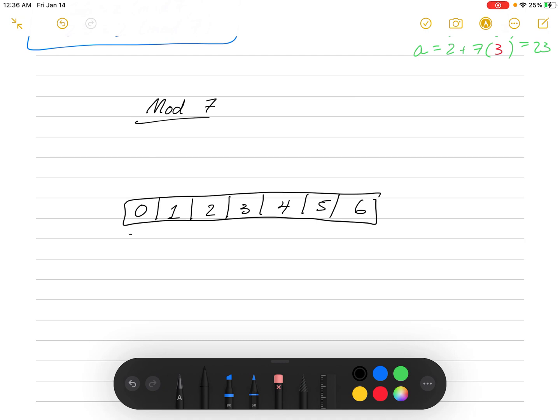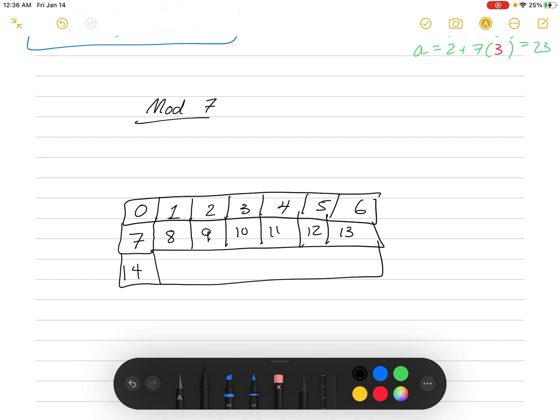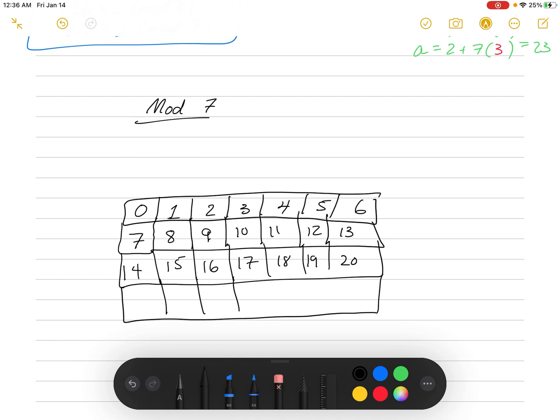And then when you get to 7, that wraps back around here. It's congruent to 0. And then 8 would be the same as 1, and then 9, 10, 11, 12, and then 13. And once you hit 14, that wraps back around where 0 and 7 are in that same column there. And you go 15, 16, 17, 18, 19, 20. And once you hit 21, that wraps back around at the beginning column once again. So 21 will be in the same column with 0, 7, 14.